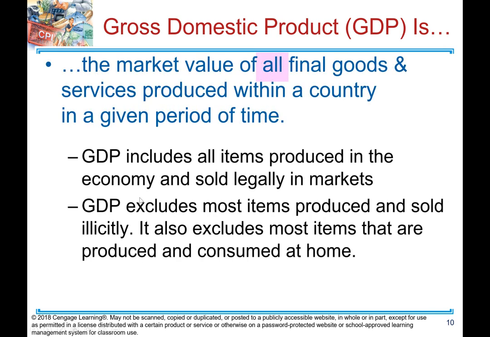All means all goods and services. GDP includes all items produced in the economy and sold legally in the markets. GDP excludes most items produced and sold illicitly; illegal transactions are not included in GDP. It also excludes most items that are produced and consumed at home.